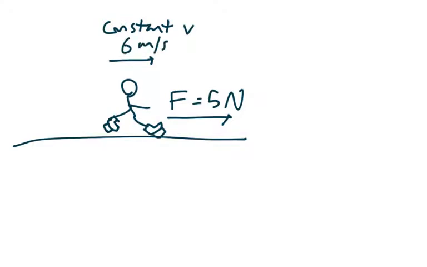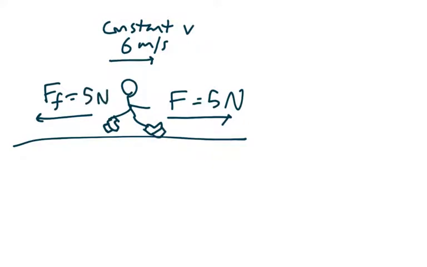Now, the number 6 meters per second isn't going to end up mattering. The point is that the velocity is constant. Because if something is going at constant velocity, it has to not have any net force on it. So, therefore, the force due to friction must also be 5 newtons, right?